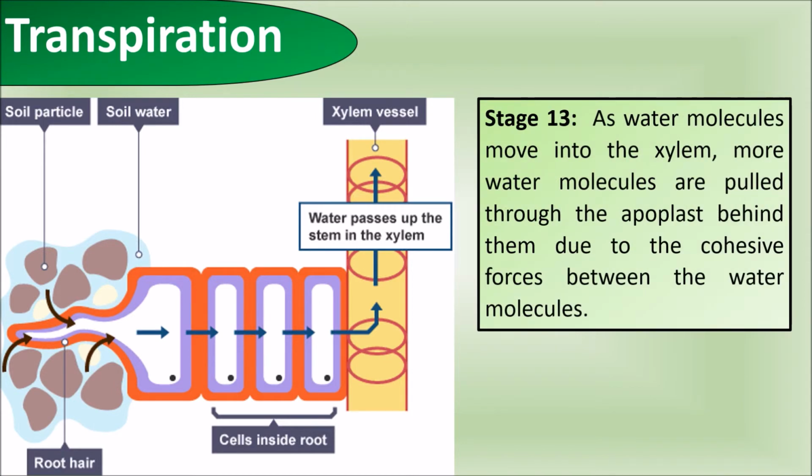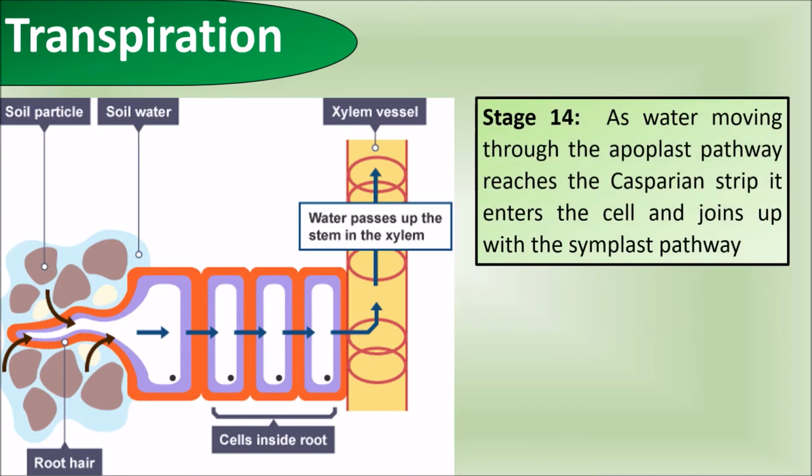As water molecules move into the xylem, more water molecules are pulled through the apoplast behind them due to the cohesive forces between the water molecules. As the water moving through the apoplast pathway reaches the Casparian strip, it enters the cell and joins up with the symplast pathway. It must do this because you require some sort of a bridge to enter the xylem that takes it over that waterproof membrane.